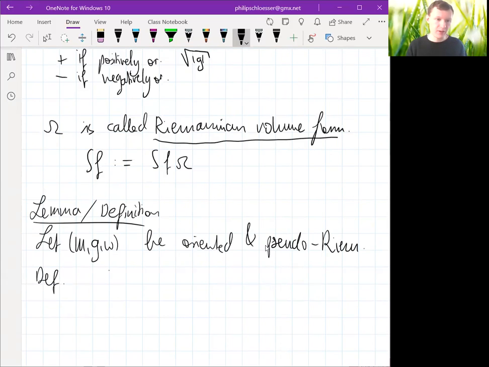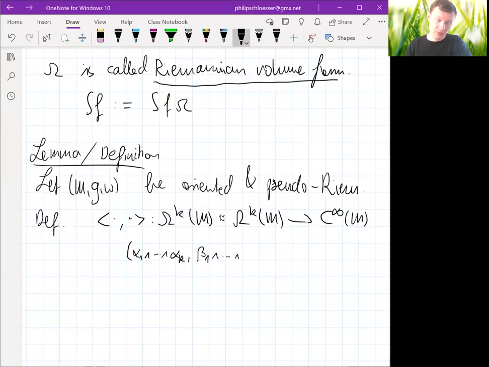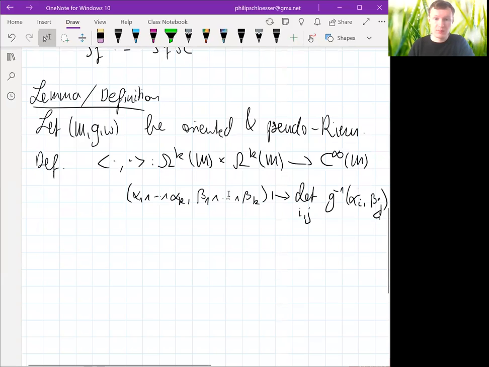We define the dual pairing, which I will call scalar product, between omega k and omega k to C infinity M. And it's given by sending a wedge of k many one forms and another wedge of k many one forms to the determinant of the matrix whose ijth entry consists of the scalar product of the ith term and the jth term of the respective things. Now, what is g inverse?